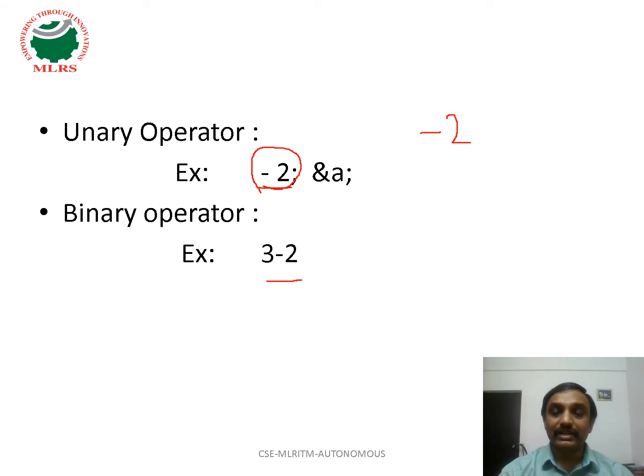Now see the second one, 3 minus 2. This operator is performing its operation on two operands. So that's why it is called a binary operator. In the first case, it is used to represent either negative or not. In the second case, you are calculating the difference between two values.